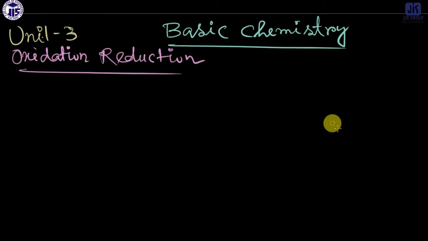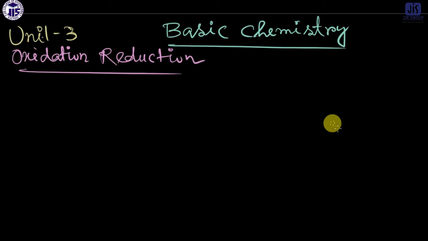In the previous class we discussed how to determine the oxidation number of a particular compound. But today we'll discuss how, with the help of oxidation number, we can predict the oxidation reaction and reduction reaction of a redox reaction. And also we'll understand how it is possible to balance a reaction by the ion electron method.